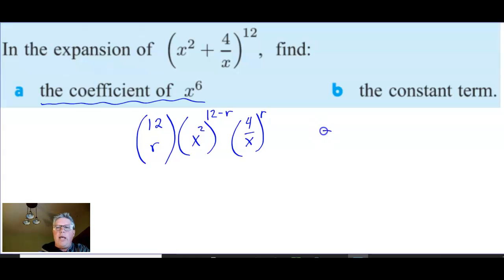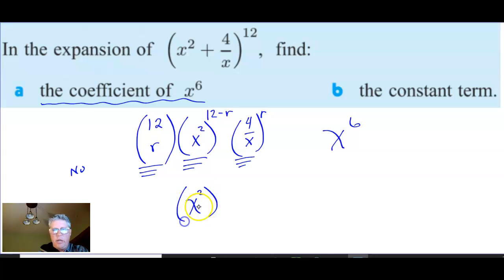All right. We want x to the 6. What contributes to the power of x? Does this? No. Does this? Oh, yeah, it's got an x. We have two things kind of vying for it. So the way I like to do it is, if there are numbers like this 4, I like to just forget about it. So I do this: x squared to the 12 minus r, and watch this. I'm going to drop the 4. All I'm focusing on is trying to figure out what that r value is. So I'm going to write this as x to the negative 1 to the r.